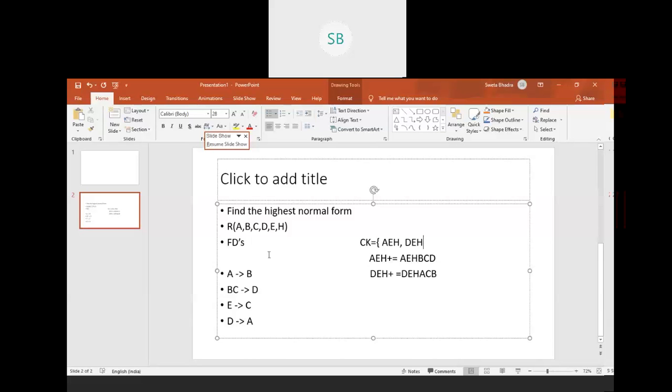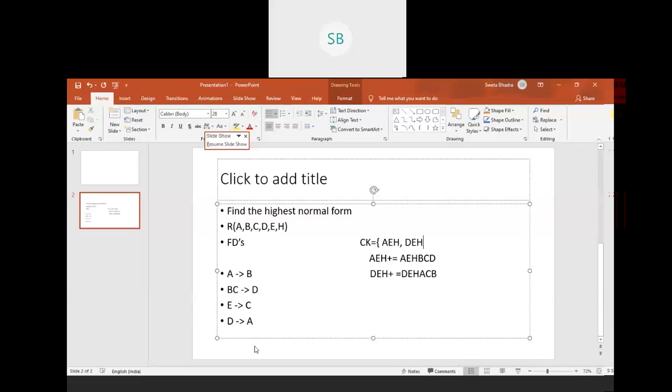First, for finding the candidate key, you have to check in the functional dependencies which attribute is not used. So you can see H is not there. So obviously H will be in the candidate key. Also, you have to check in the right hand side what is not present. E is not present. That means E cannot be determined by any of the attributes. So obviously this will also be present.